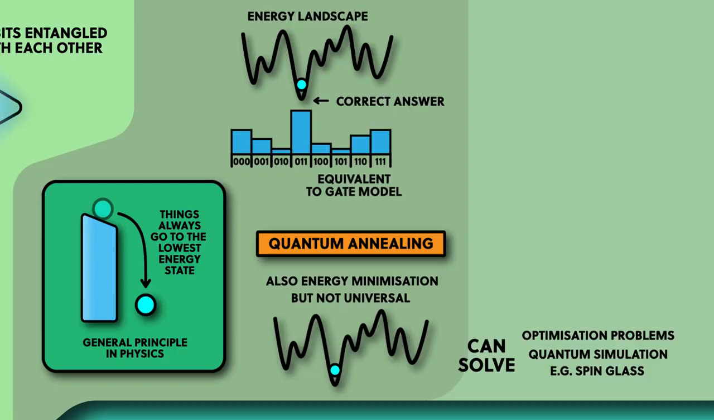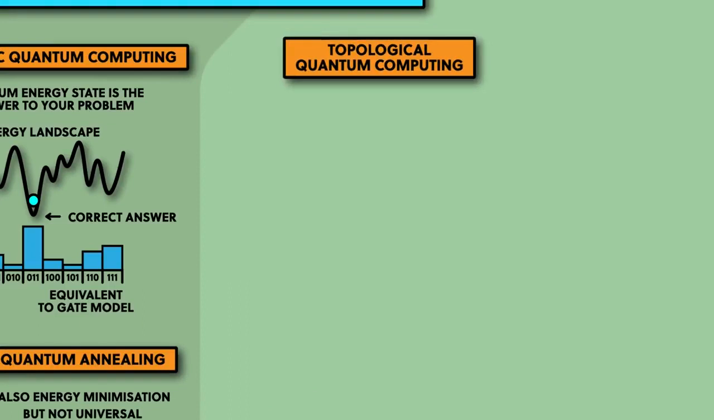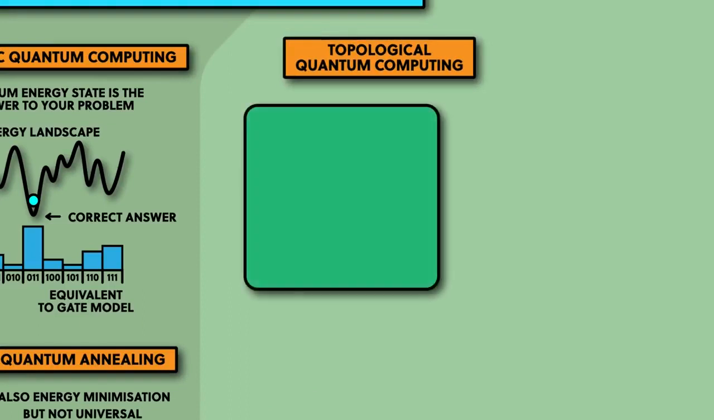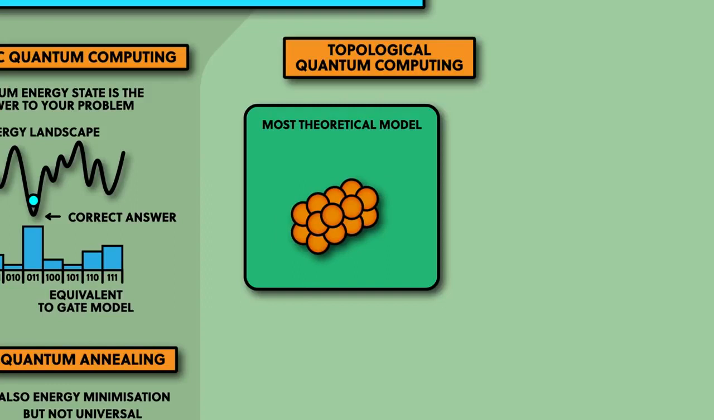The last model we're going to look at is called topological quantum computing, which is currently the most theoretical model of quantum computing because it builds its qubits from an entity in physics called a Majorana zero-mode quasiparticle, which is a type of non-abelian anyon, which is a bit of a mouthful and obviously quite confusing. But the important term here is a quasiparticle.